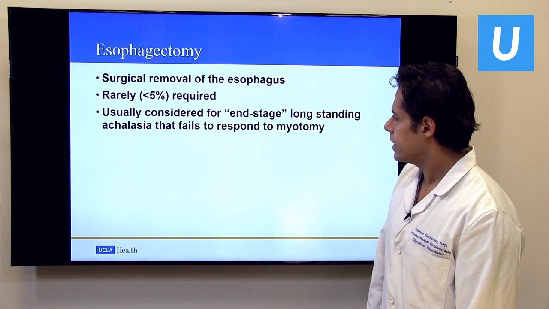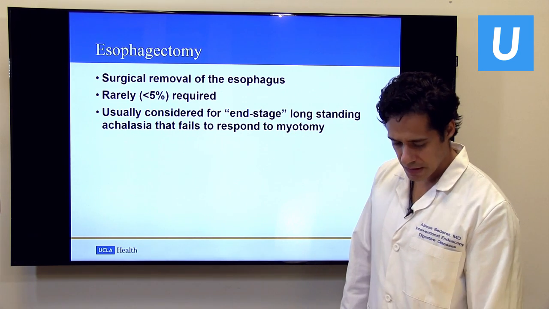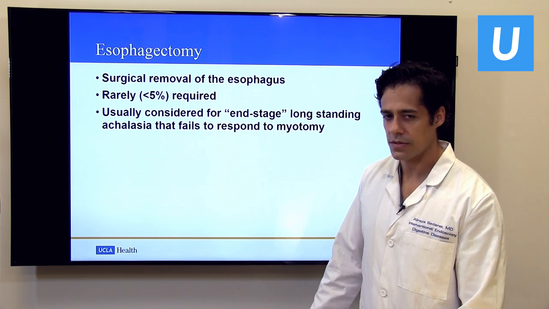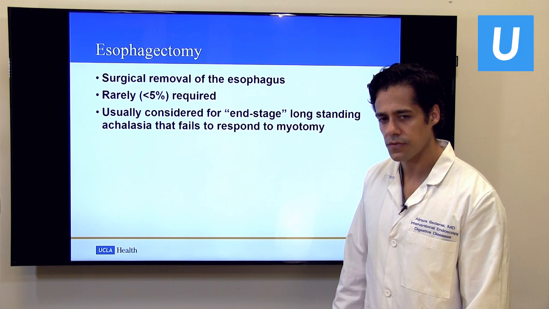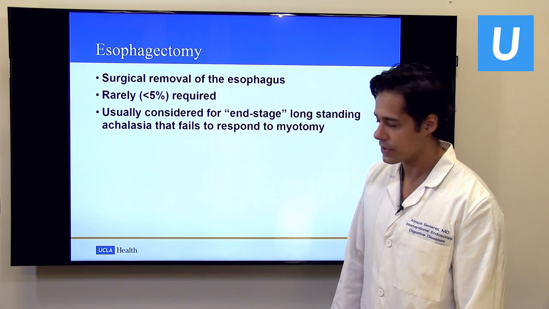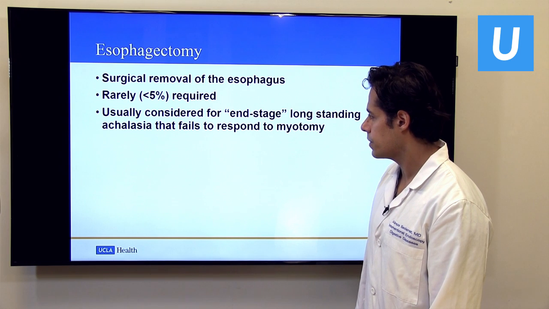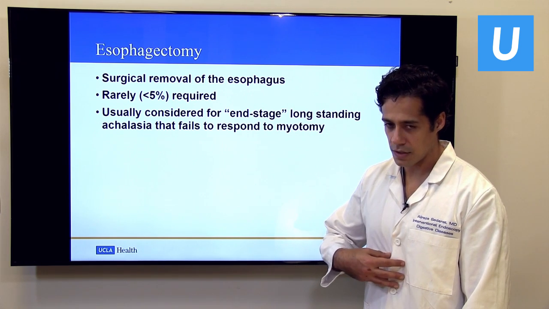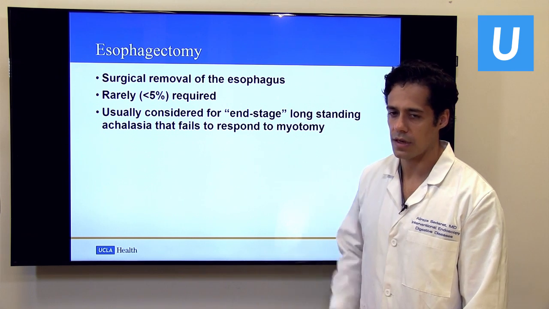So a last resort sometimes for some patients, a very, very small minority of patients who have severe dilated tortuous, so-called end stage, stage 4, late stage, sigmoid esophagus, these are different terms, requires surgical removal of the entire esophagus and hooking up the stomach kind of higher up in the chest.